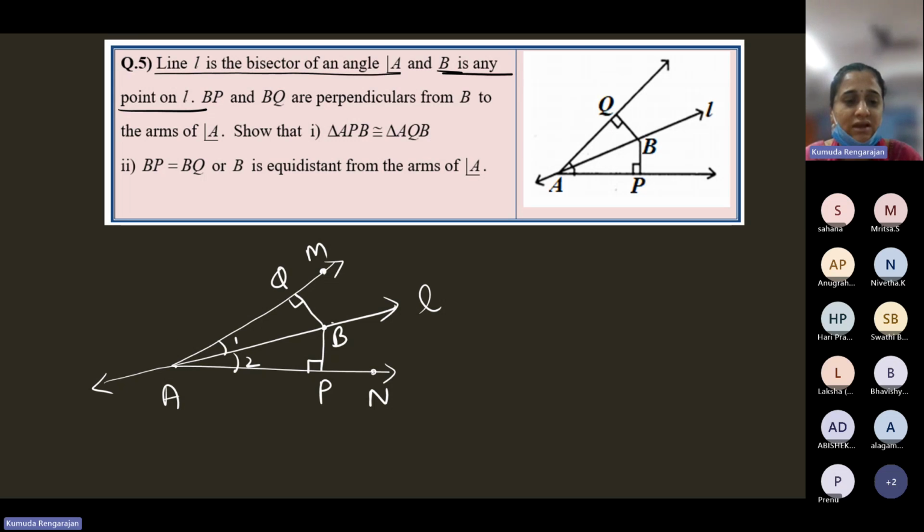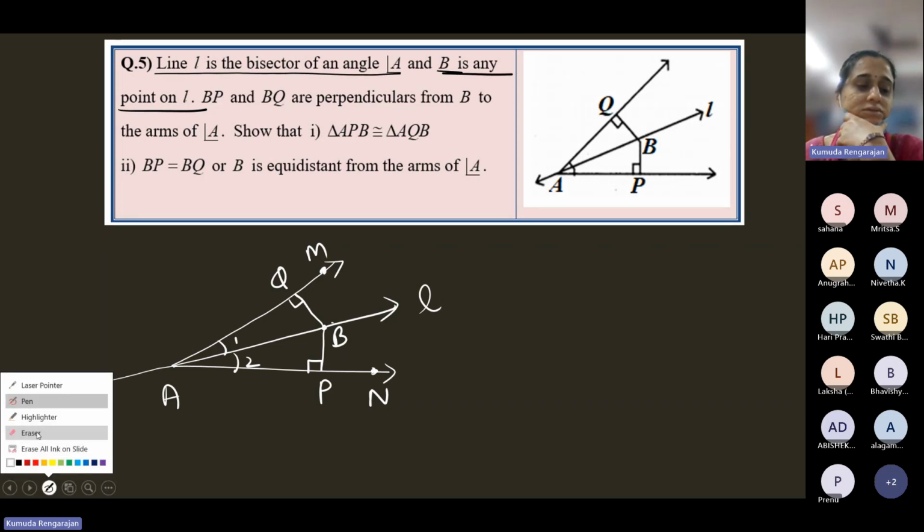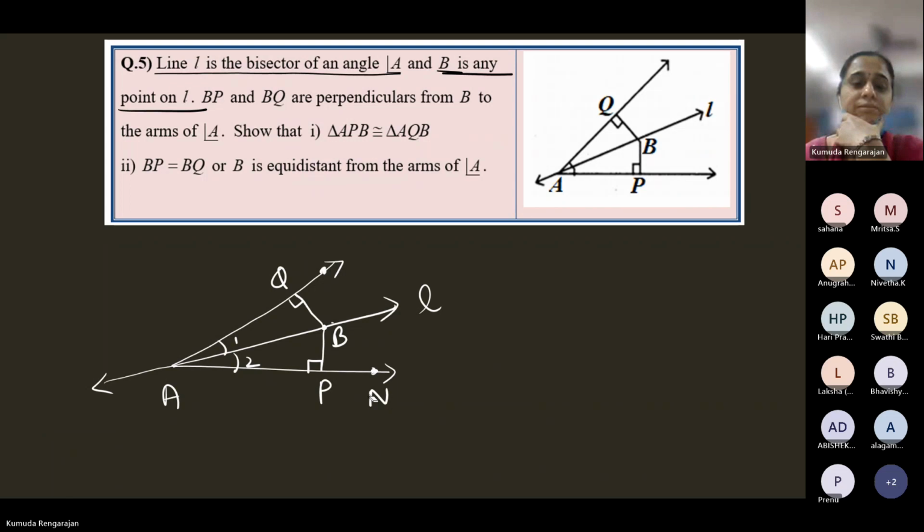So I've named it here arm AN, arm AM. AM and AN are the arms. So in the question, it will be clear that BP is a perpendicular from B on the arm AN and BQ is a perpendicular on the arm AM. So it will be mentioned like that. Okay, so here I'll just remove this.